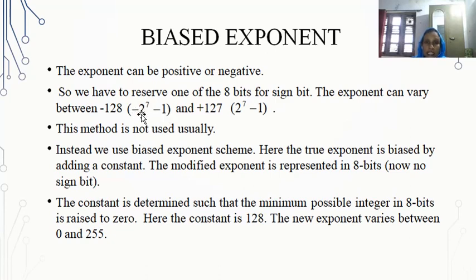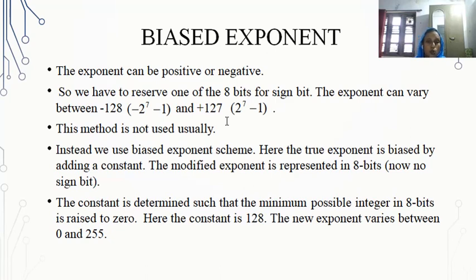But on the negative side, the leftmost bit is 1. 1 means your exponent is negative. So here is minus 2 raised to 7. You get minus 128. At the same time, if the sign bit is 0, you have plus 127.